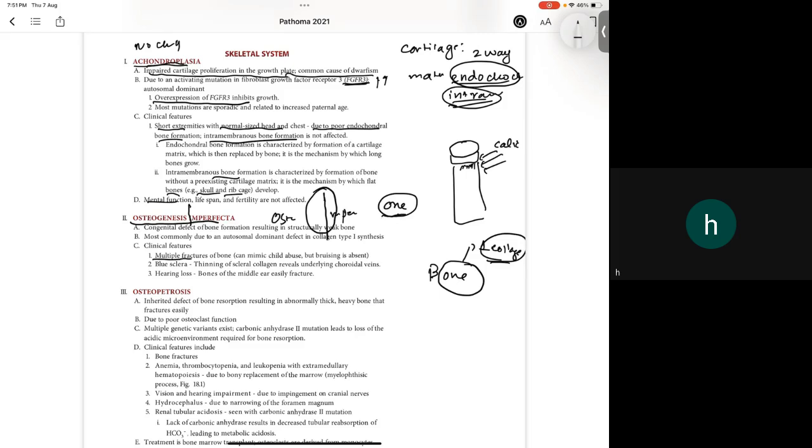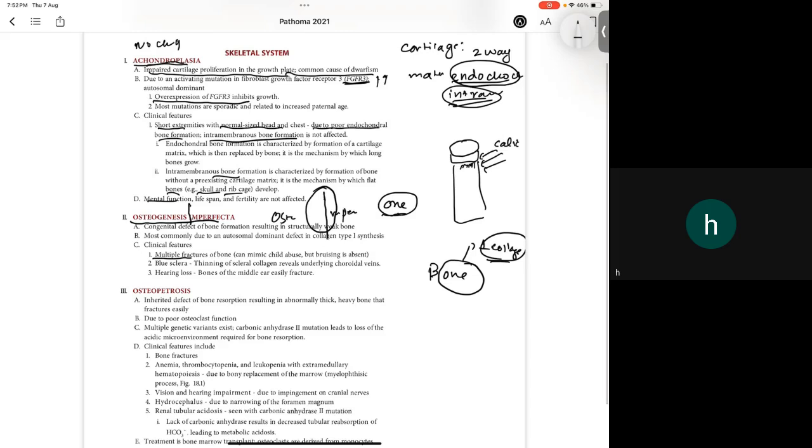But type 1 collagen is not only present in bones. The sclera, the white portion, also has type 1 collagen. So if we have less type 1 collagen, the sclera is going to become really thin. And the choroid, which we'll be discussing in the eye module, is going to be exposed. The choroid has venous blood. Venous blood is basically blue in color. Am I right? So the thinning of the scleral collagen due to absence of type 1 collagen is going to expose the underlying choroidal veins, which is going to give you blue sclera. In a UWorld MCQ, they are going to give you a picture of a child having blue eyes. What's your diagnosis?